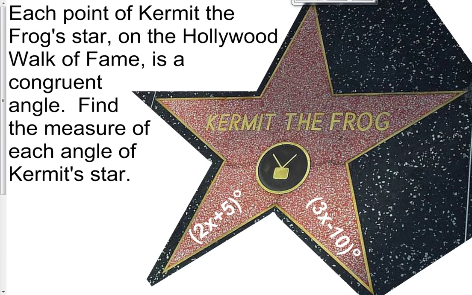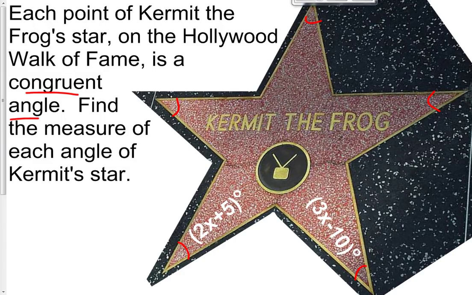All right, so looking at this one, each point of Kermit the Frog star on the Hollywood Walk of Fame is a congruent angle. Find the measure of each angle of Kermit's star. So there's 5 points to a star, or 5 angles, 1, 2, 3, 4, 5, and they're all congruent to each other. So that means if one angle is 12, they're all 12. If one angle is 17 degrees, they're all 17 degrees.